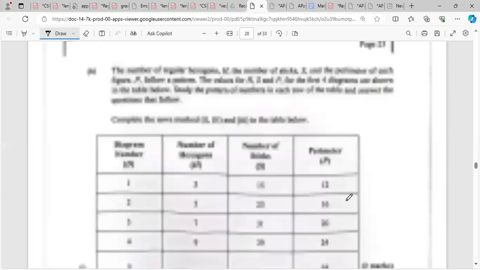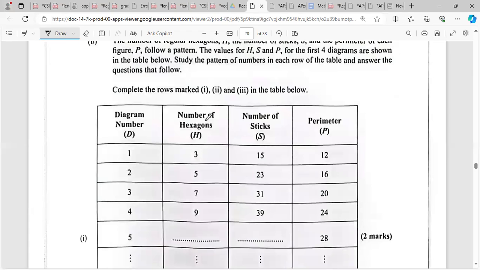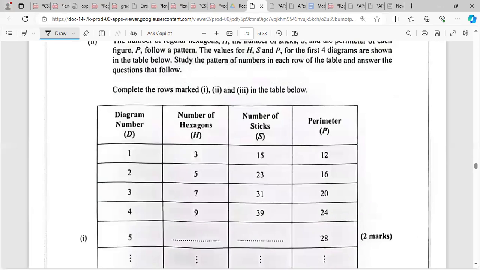Alright, everybody must get them marks here. Complete. The number of regular hexagons H and perimeter of each figure P follow a pattern. The values of H and P for the first 4 diagrams are shown in the table below. Study the pattern of numbers in each row of the table and answer the questions that follow. So guys, a double row they give. First time I see it like this.